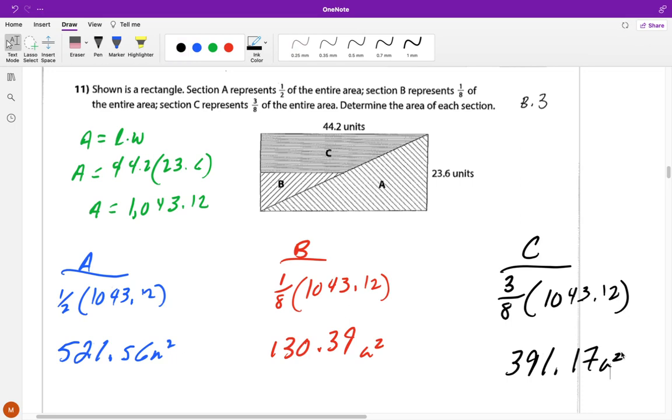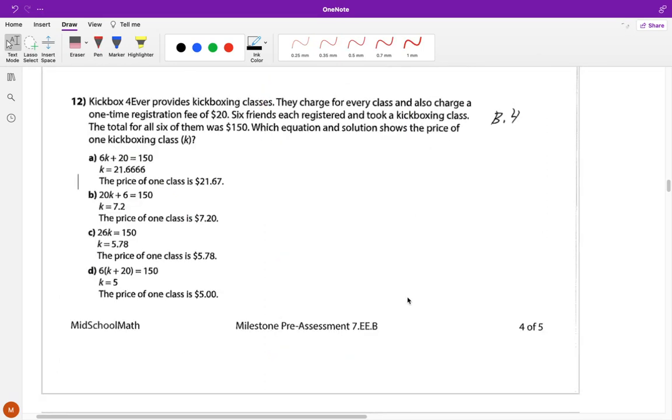So first you have to find out what the actual area is of the entire shape, and then based on what they give us here, you're just taking that of each section, or of each of the area. All right, so now let's go ahead and go to question number 12.